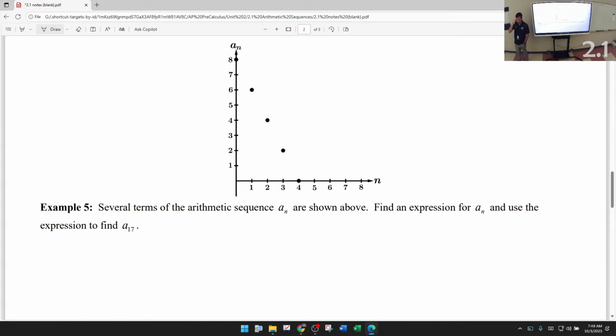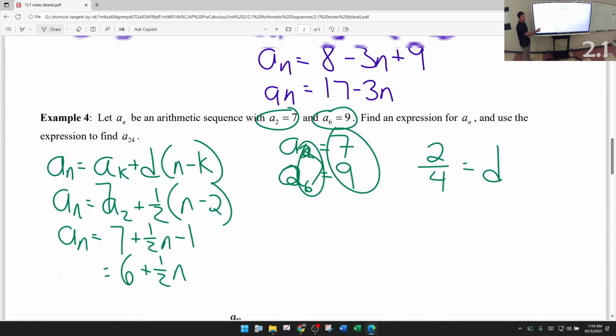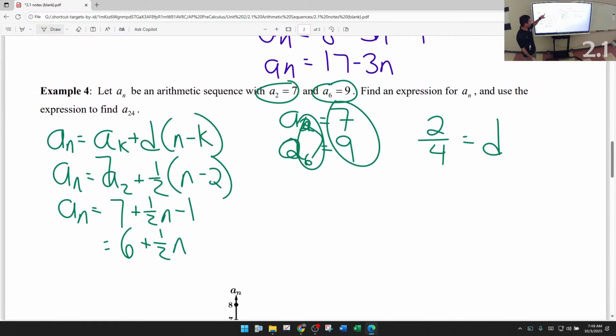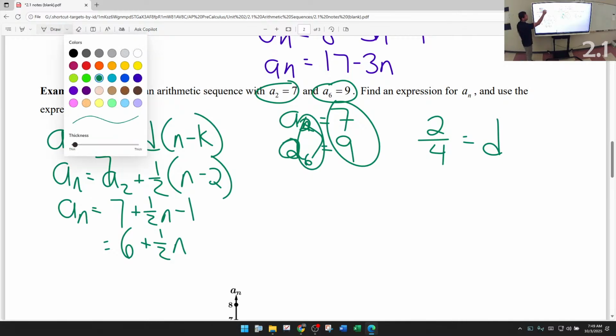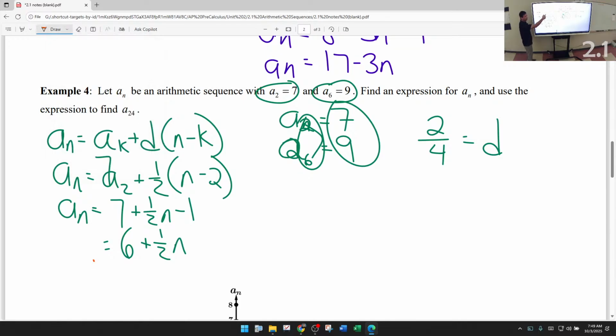That's right, because I had one more part. I'm sorry. That was the easy part, right? Because now it wants me to find A sub 24. Sorry, thanks. So once you find A sub n, they want me to find A sub 24. So A sub 24 is 24 times 1/2, which is 12. 12 plus 6 is 18.